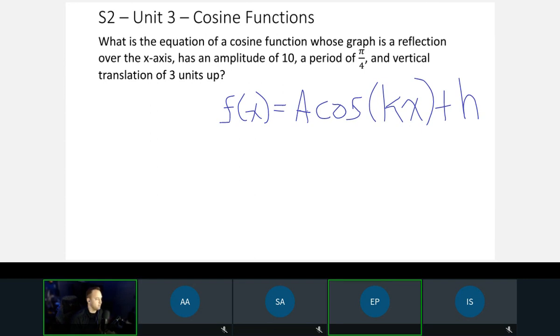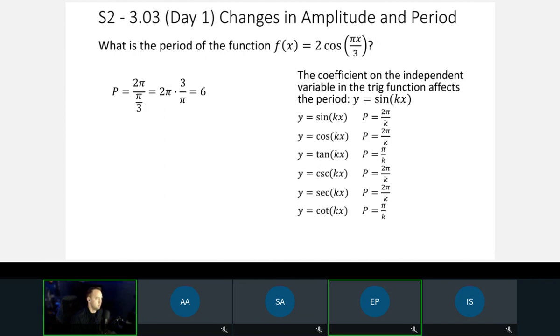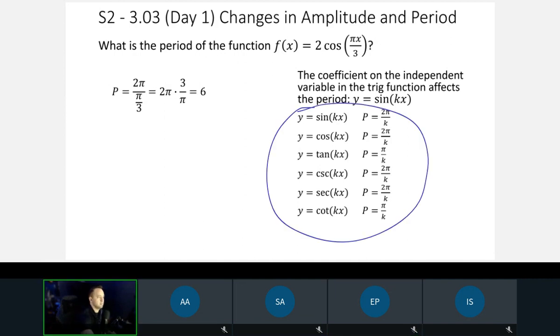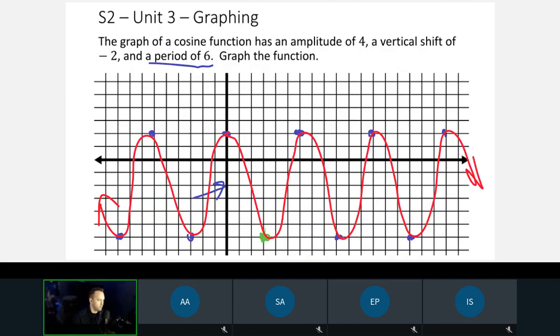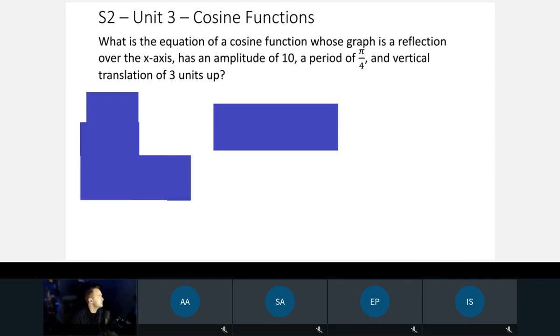Nice. So k is 2 pi over pi over 4. She is correct. You are using the equation P equals 2 pi over k in this case. You know the period, and you're trying to solve for k. That's why you would use those equations. You are totally correct, and k is 8. That's the only piece you need to create this equation.